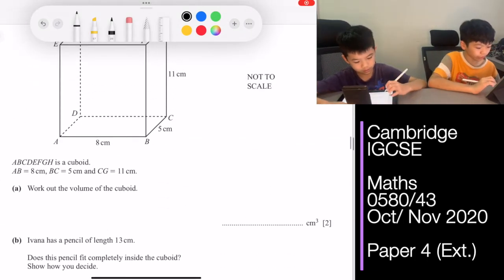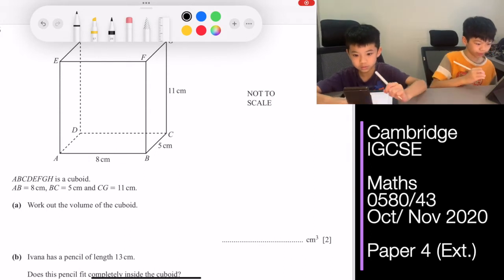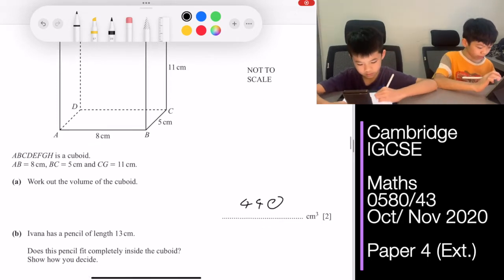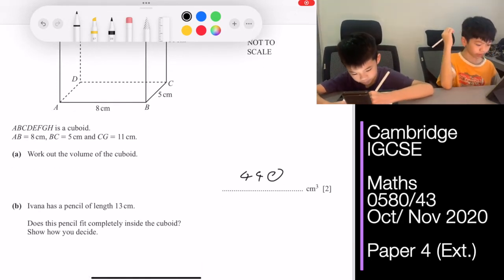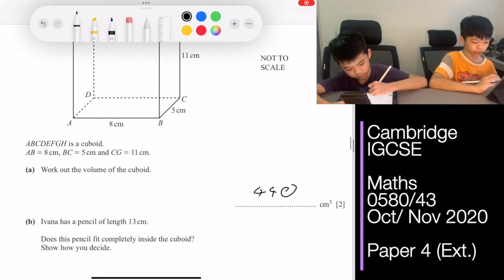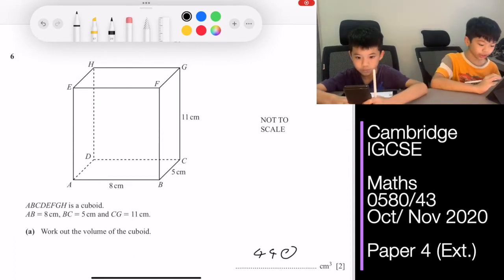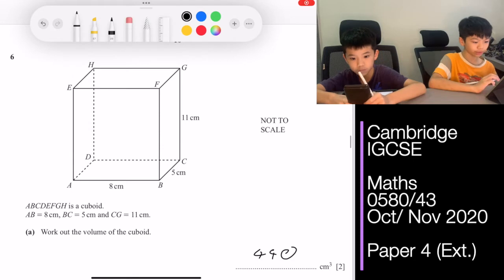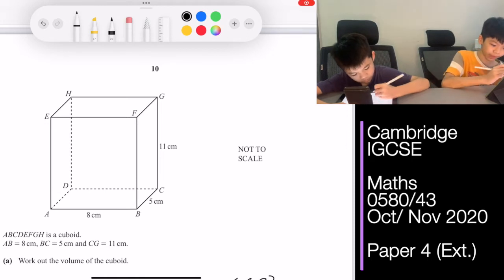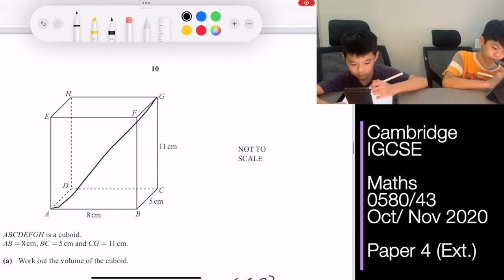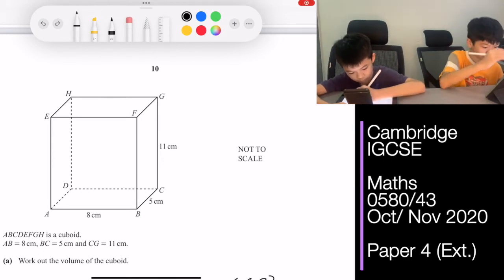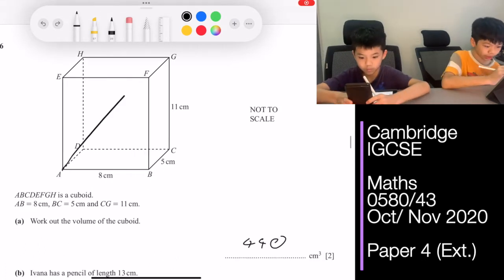Question 6A, work out the volume of the cuboid, which is 5 times 8 times 11, 440. Ivana has a pencil of length 13 centimeters. Does this pencil fit completely inside the cuboid? Show how you decide. Okay, so we just need to answer whether it's a yes or no. We don't need to find how it fits. So the biggest possible length that can fit in this cuboid is from G to A, or H to B, or F to D, and E to C, either one. So we'll do G to A.